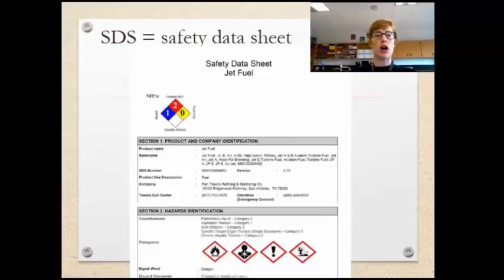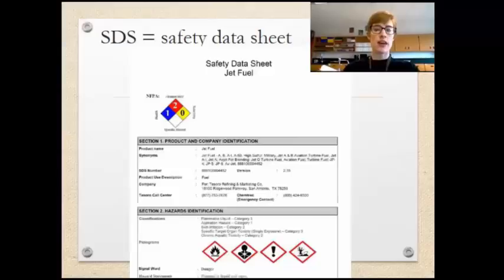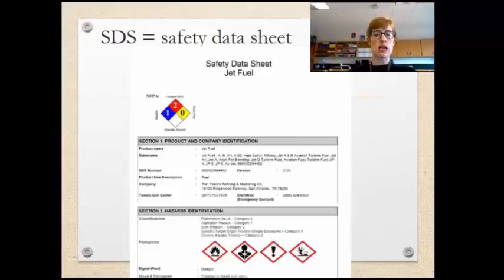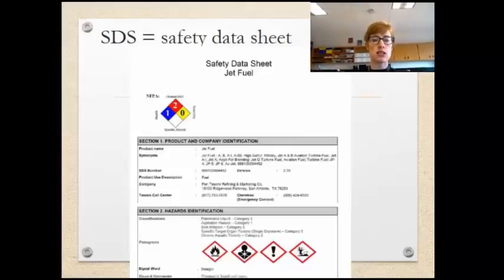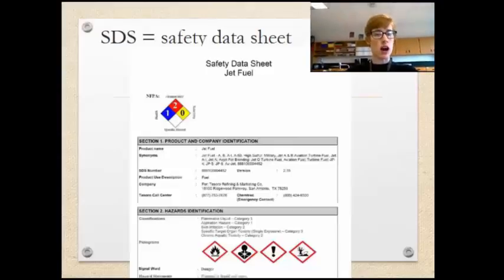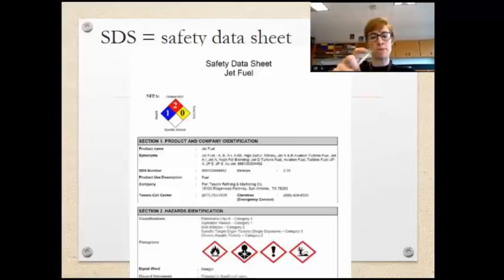Okay, so I told you earlier, if you remember, that if you see a number on your hazard diamond that is maybe a 2 or a 3, and you want to know exactly what does that 2 and 3 stand for, you would want to look at that chemical's safety data sheet, and that's what SDS stands for. Okay, so this is a picture of what a sample SDS looks like for jet fuel. You see that the diamond is going to be always at the top, and then we see that there's information and it's separated by sections.